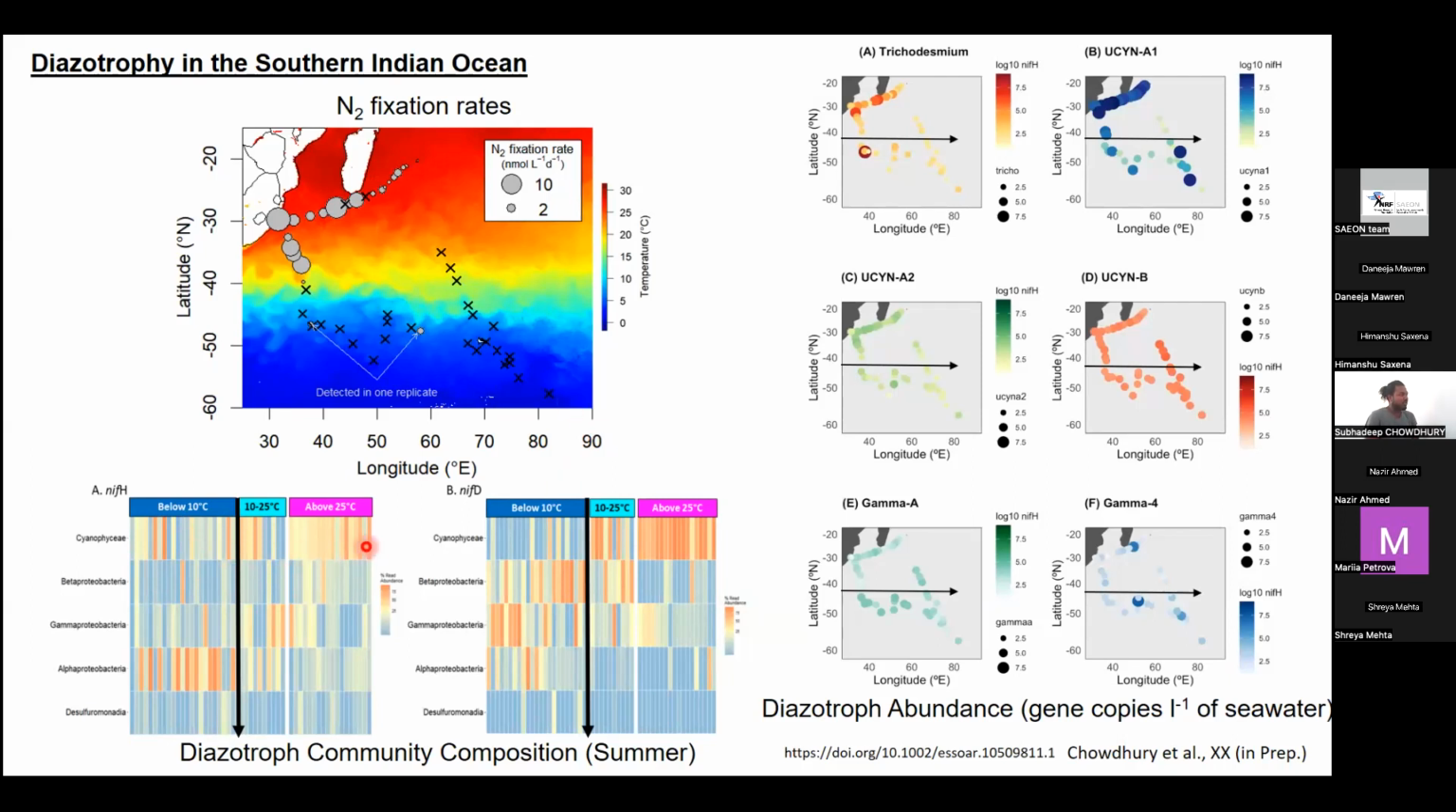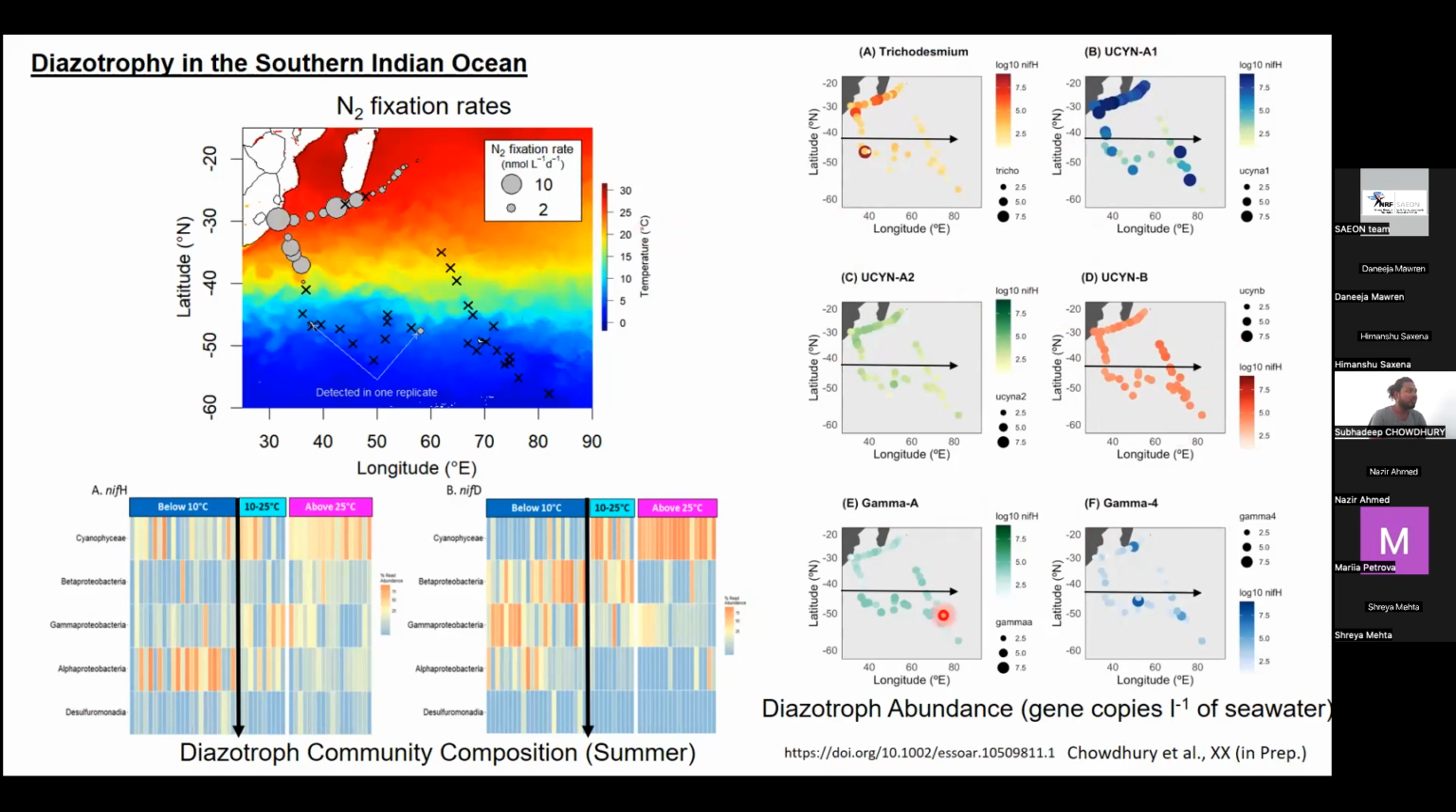There you can see there are more cyanobacterial groups by the amplicon sequencing approach, and we also targeted six different groups, mainly four cyanobacterial groups: Trichodesmium, unicellular cyanobacteria UCYN-A1, A2, B, and gamma A and gamma 4. We also found a concomitant high abundance of Trichodesmium and UCYN-A1. Interestingly, UCYN-A1 was earlier not detected in the Indian Ocean. Recently, a paper from the Eastern Indian Ocean found it, but in this part there is a high abundance of UCYN-A1, and it is one of the main drivers of nitrogen fixation, particularly in this area.